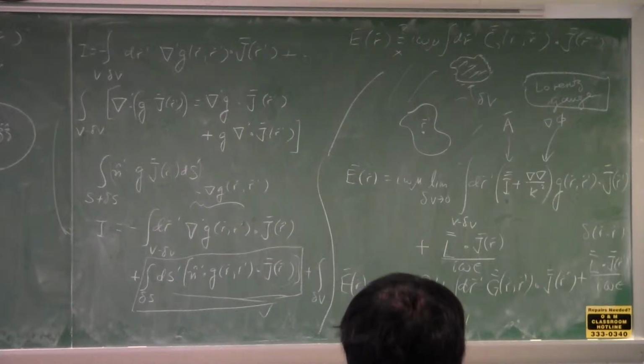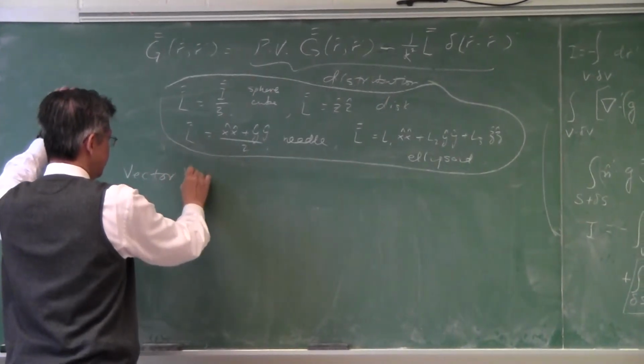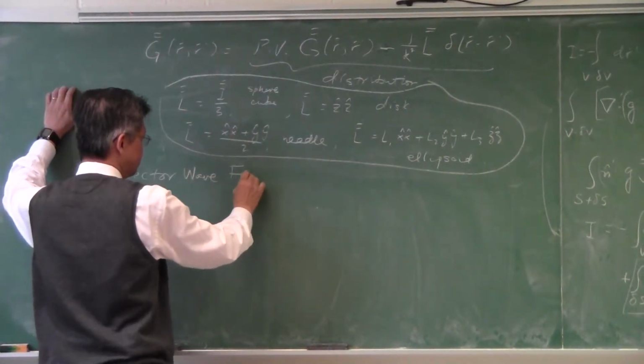Then let's look at other ways we can solve for the dyadic Green's function. And I'd like to go through the vector wave function approach.